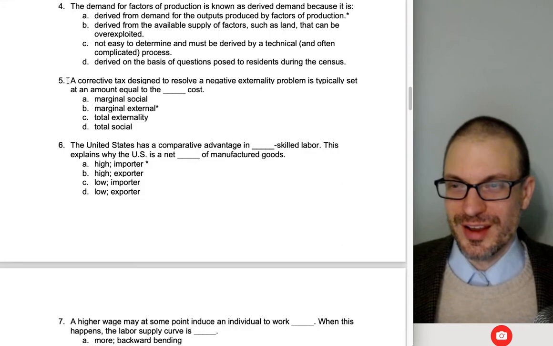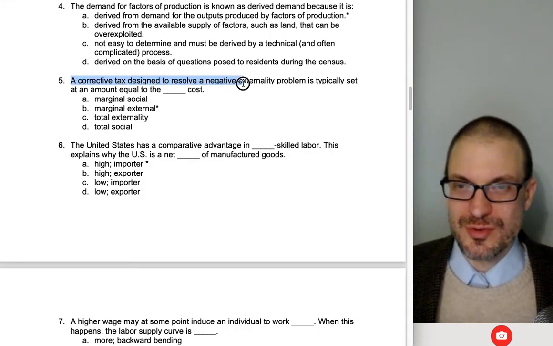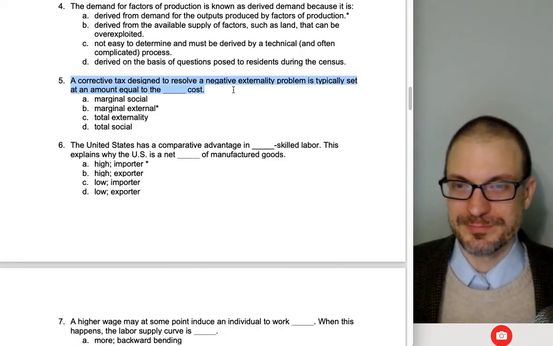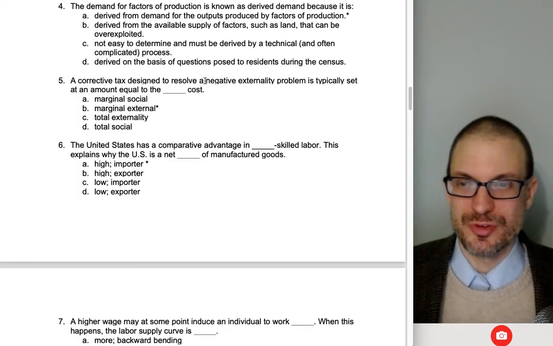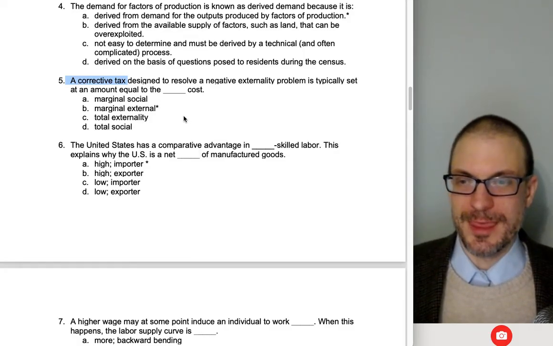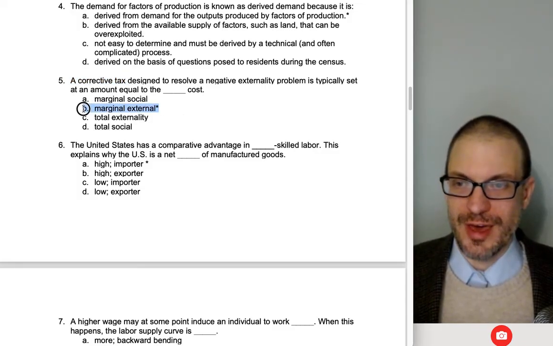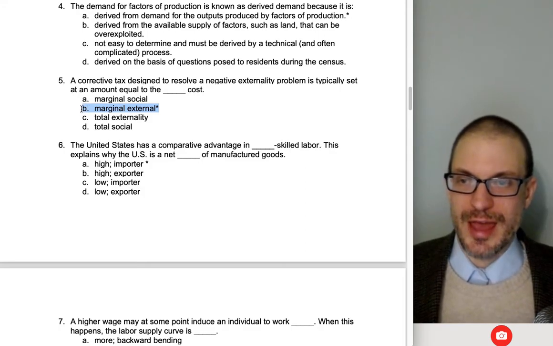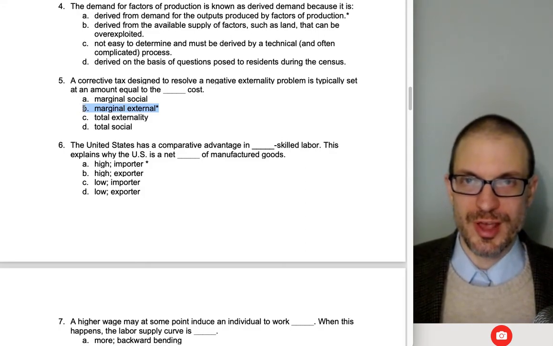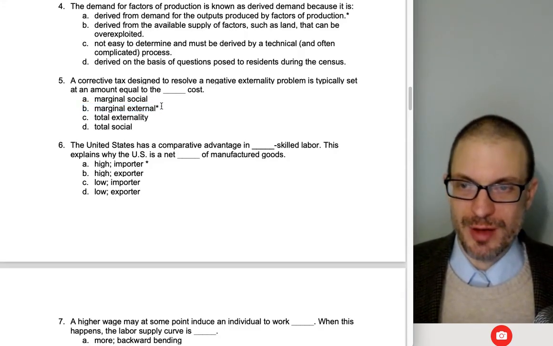All right, so a corrective tax designed to resolve a negative externality problem is typically set to an amount equal to, well, negative externality means we want it to be equal to the marginal external cost, because the difference between the marginal private cost and the marginal social cost is the marginal external cost, and that's what we want to set the corrective tax equal to if we wanted the decision makers to internalize the externality, right? The idea is the marginal external effect is non-salient and not readily quantifiable for our decision makers themselves. So that's why we have the externality problem in the first place.